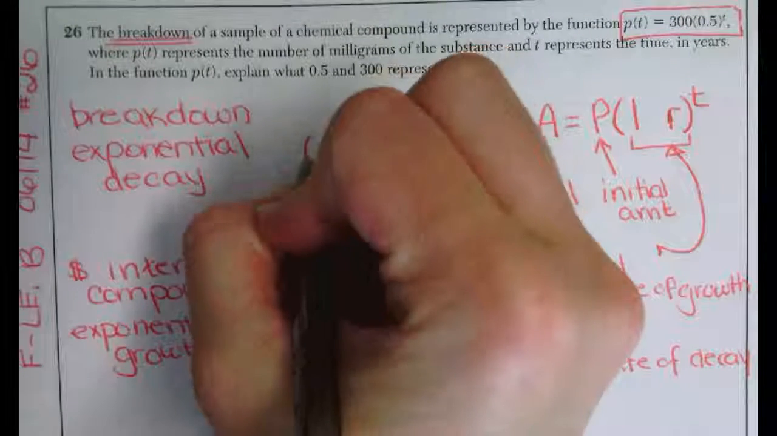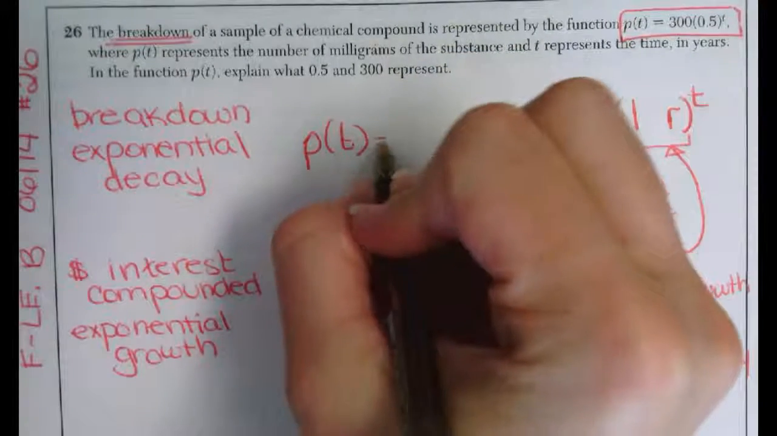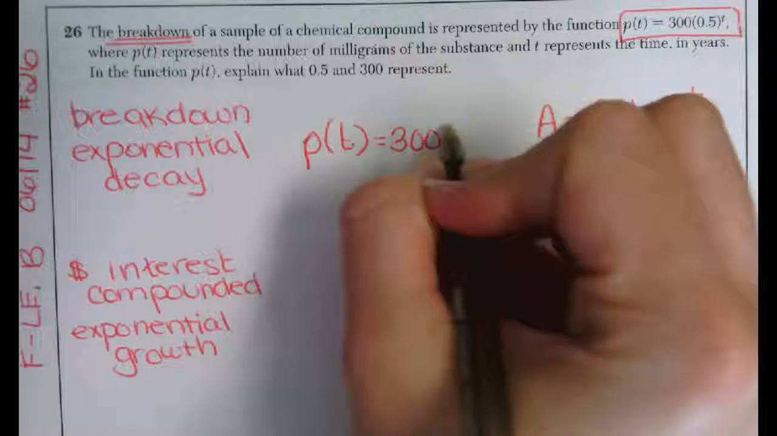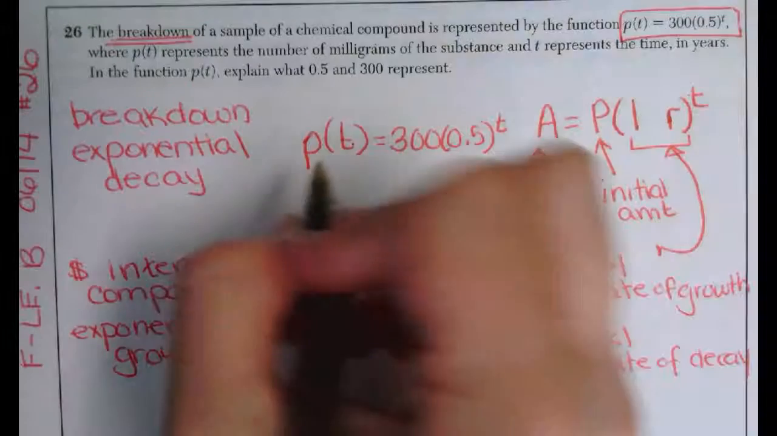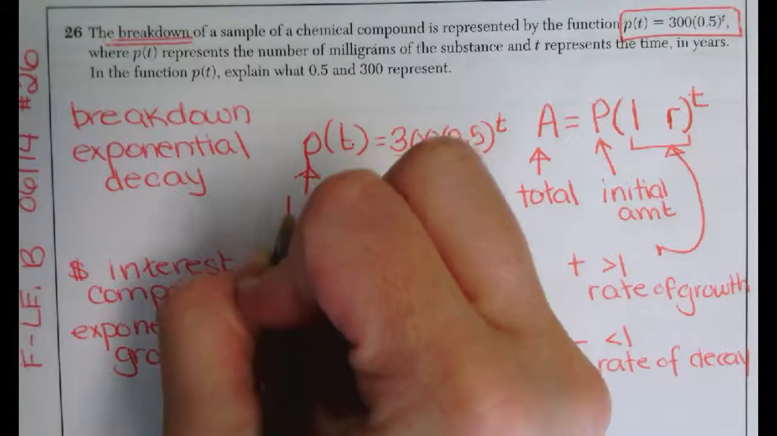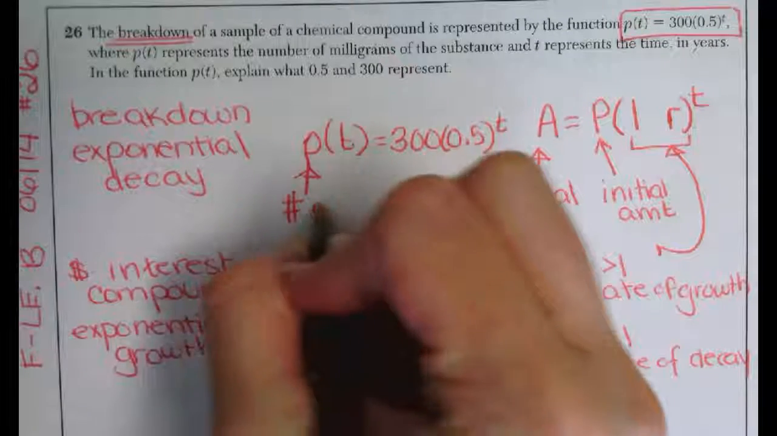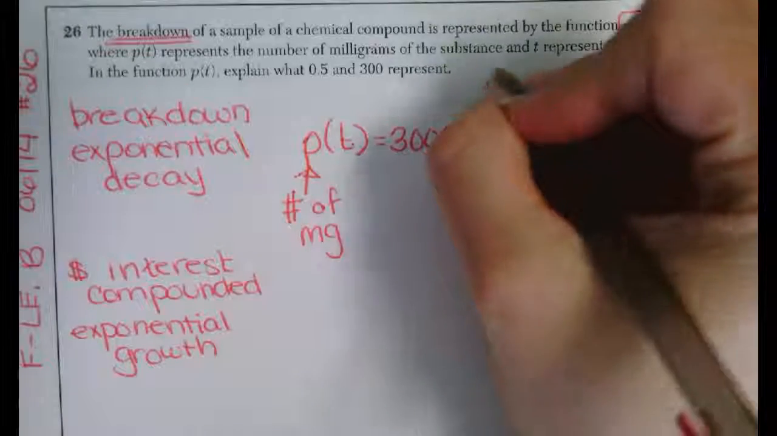So let's write the equation down. We have P of t equals 300(0.5)^t. It already told us that the P of t is the total, or the number of milligrams, and it told us that the t is years.